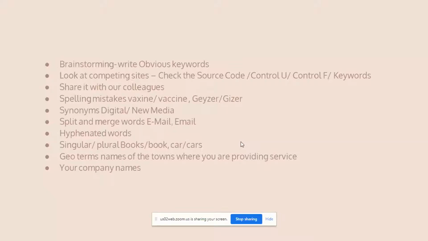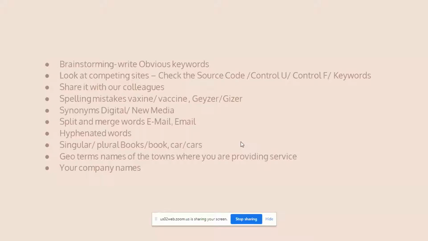Then share it with your colleagues. Spelling mistakes are very important, right? When people are searching, there are a lot of people who make spelling mistakes. So misspelled words are also very important. For example, if you want to know about vaccine, you can also type a misspelled version of vaccine, because there are a lot of people who are searching with that particular spelling.